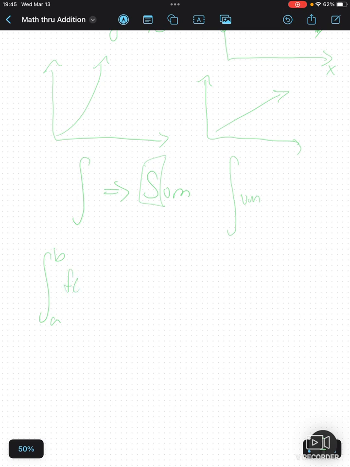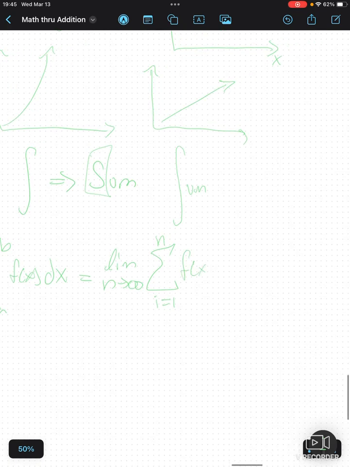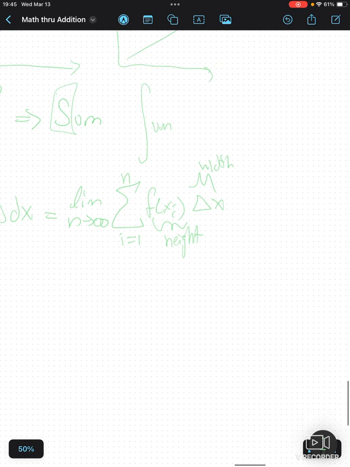Here is the normal integral of f(x) dx. And this is equal to the limit as n approaches infinity of the sum notation. This sum is just saying sum everything from i = 1 to n of f(xi) times delta x. Delta x is the width. This right here is the height. The width and the height of what, though?